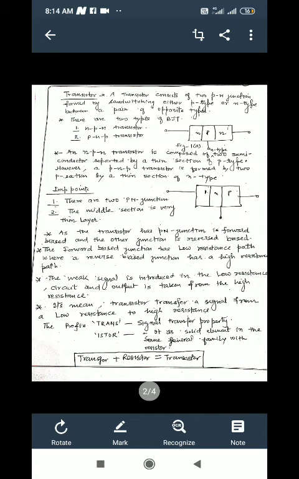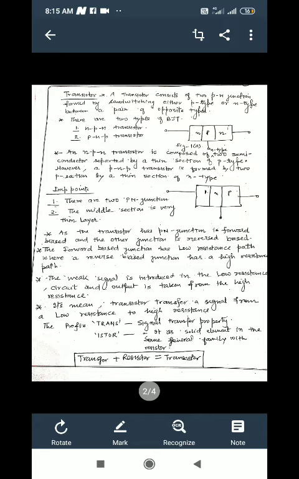A transistor consists of two PN junctions formed by sandwiching either P or N type material between a pair of opposite types. As a result, we have two configurations of transistor: NPN transistor and PNP transistor. An NPN transistor is composed of two N type semiconductors separated by a thin section of P type. However, a PNP transistor is formed by two P sections separated by a thin section of N type.